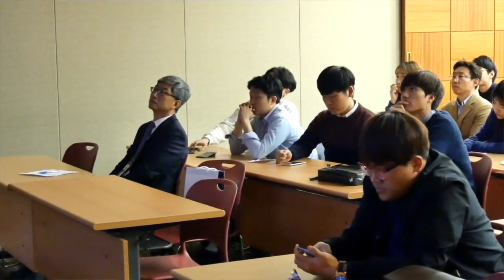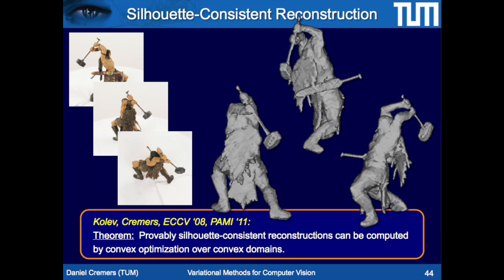We showed that you can also impose silhouette consistency as a convex constraint in this framework, meaning we can recover geometries that are provably silhouette consistent, in the sense that if I take the 3D model and project it into each image, it perfectly matches the silhouette in the image. And that way we can preserve fine-scale structures like the sword here or the hammer. And so we get reconstructions.